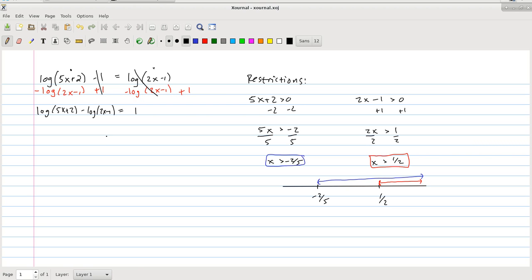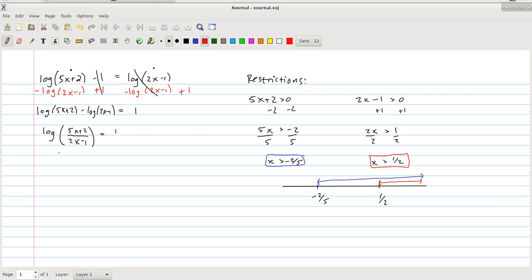Now we want to use the log properties to combine all of our logs into a single term. We have a subtraction, so we can write this as a single log with a division on the inside. Log of 5x plus 2 divided by 2x minus 1 equals 1.